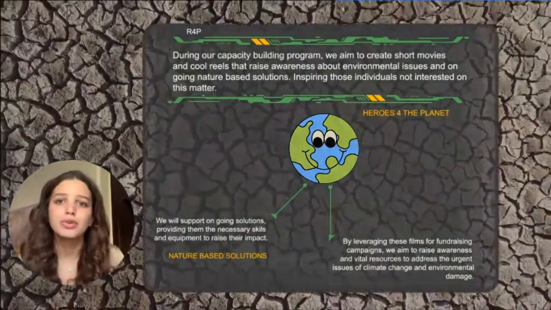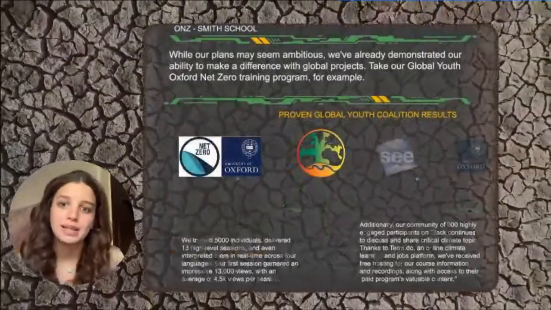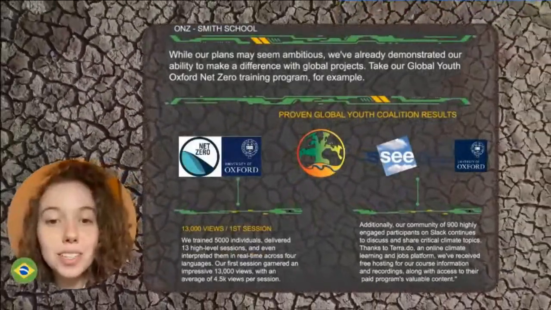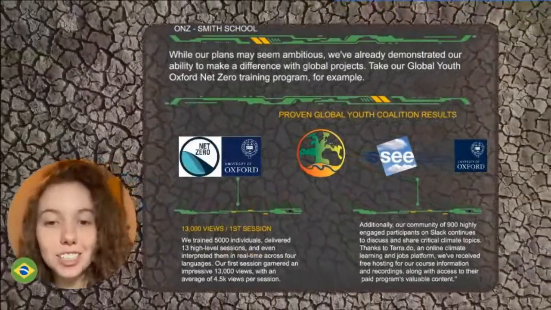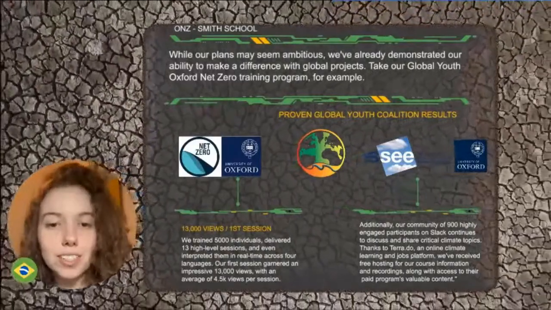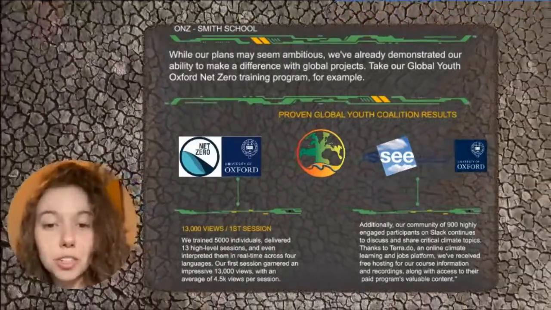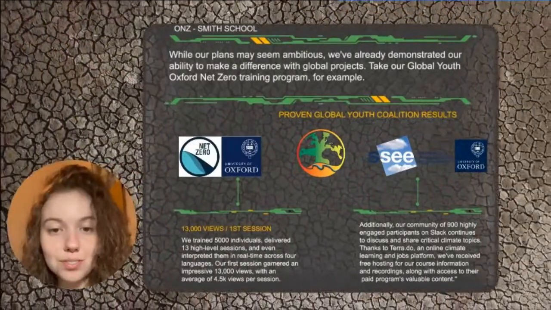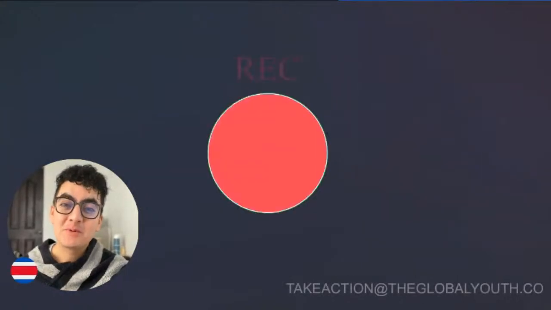Take our Global Youth Oxford Net Zero training program as an example. We trained 5,000 individuals through 13 sessions live interpreted in 4 languages, and our first session had an outreach of 13,000 views. Now enjoy our promotional video.